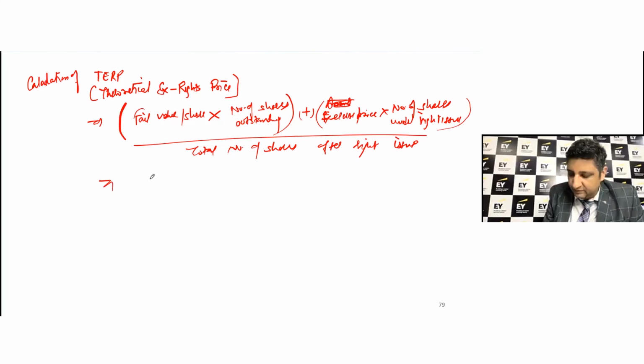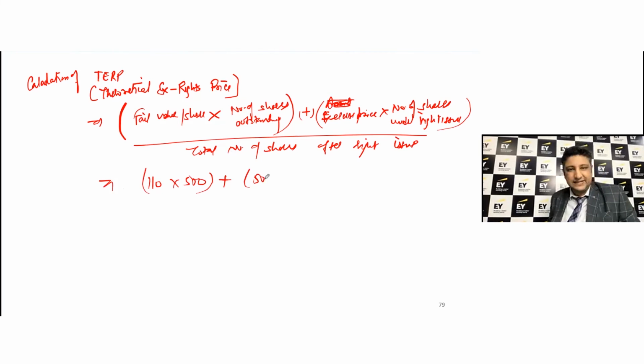So what is the fair value given? It is 110. The number of shares are 500, plus you are issuing 100 shares at 50, and the total number of shares would be 600 now.